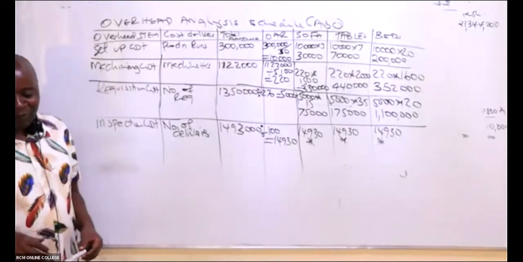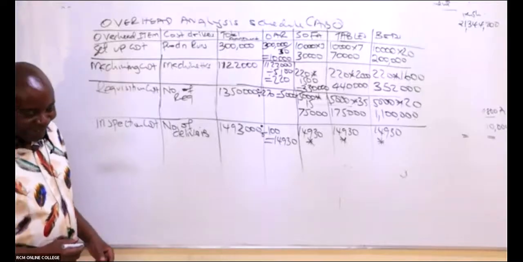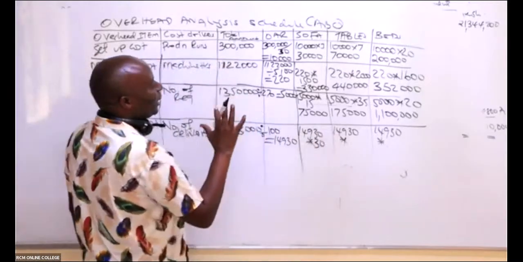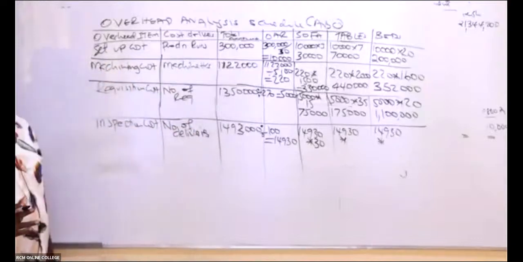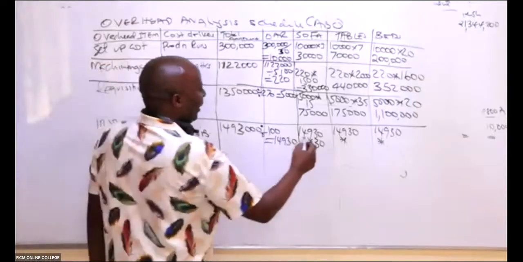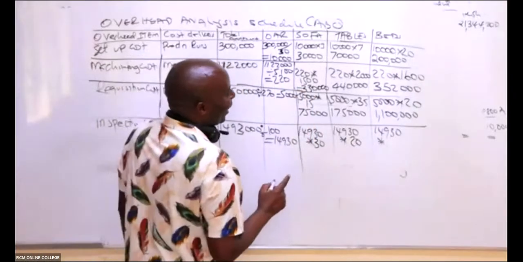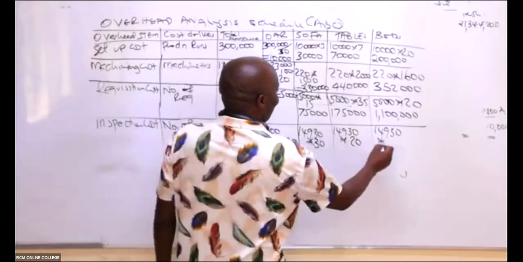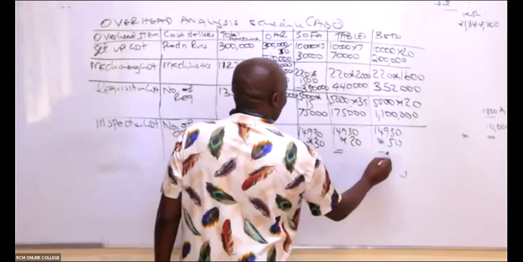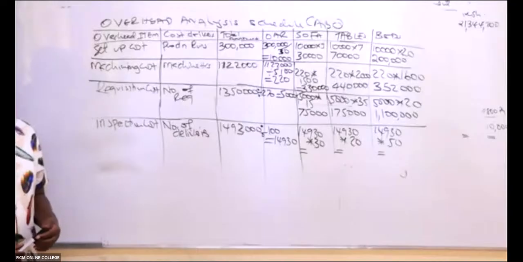So are you able to give me the number of deliveries for sofa sets? 30. So times 30. How about the number of deliveries for tables? 20. Number of deliveries for beds? 50. Like that. So please get out of your comfort zone to ensure that you are able to give me these answers.